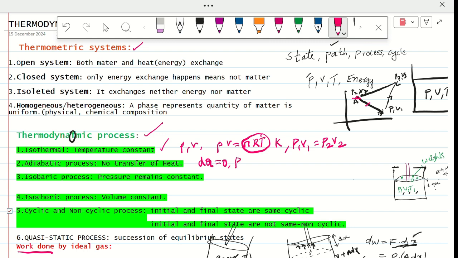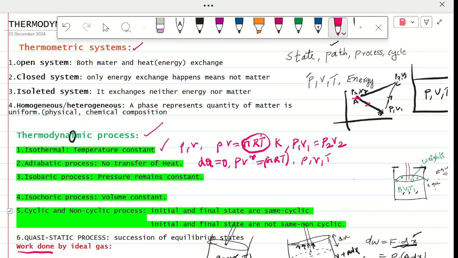The ideal gas equation for the adiabatic process is PV^gamma = nR delta T, that is constant. And P1 V1^gamma = P2 V2^gamma, you can write. In the adiabatic process, all the system properties P, V, T will change. Pressure, volume, and temperature, all three quantities will change, depending on the system again.